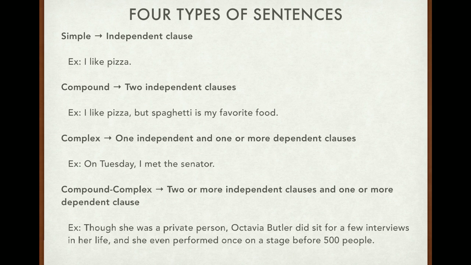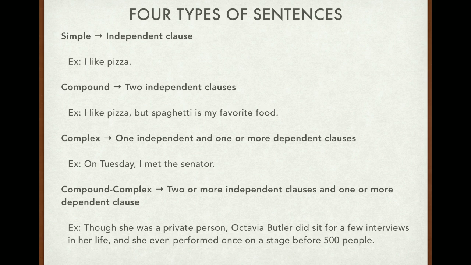So the simple sentence, pretty straightforward. It's an independent clause. For example, I like pizza. We see the subject I, the verb like, and so we have an independent clause. Now a compound sentence has 2 of those. Okay, I like pizza, comma, but, that's our comma fanboys, spaghetti is my favorite food. So we have 2 independent clauses, I like pizza and spaghetti is my favorite food, joined by a comma plus a fanboys word, comma, but.